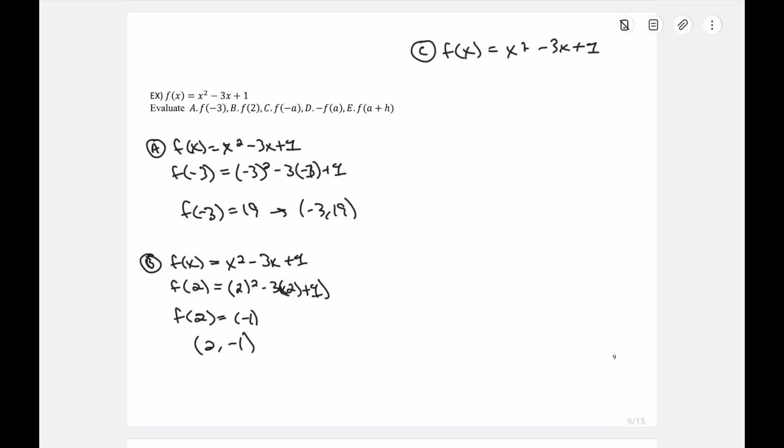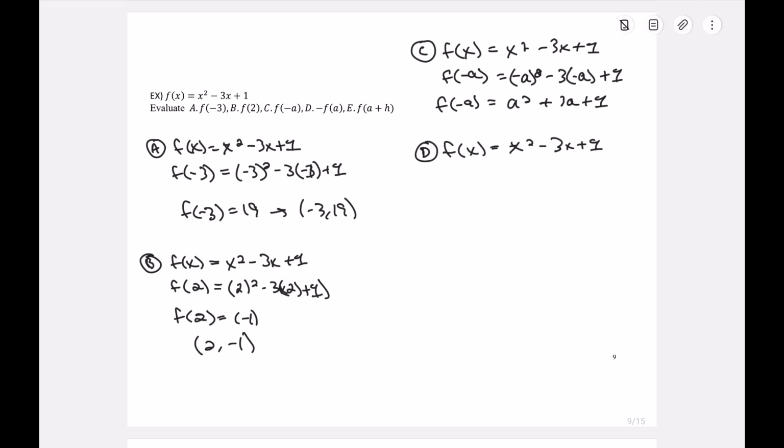If we look at C, we want f of -a, so anywhere we see an x, we're going to plug in a -a. So we would get (-a) in parentheses squared minus 3(-a) plus 1. And if we rewrite this, we would get f of -a is equal to a squared plus 3a plus 1. And that would be our answer.